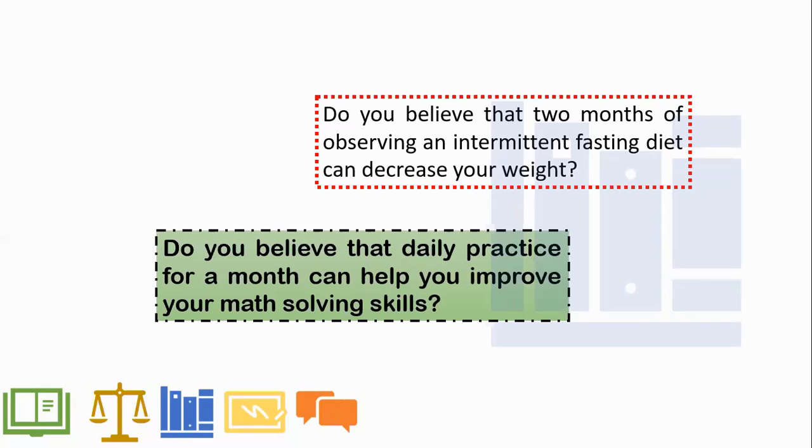Let us first examine them. In the first question, we are concerned with the variable weight. And in the second question, we are concerned with the variable math solving skills, which might be measured by students' scores in an examination. These two variables are continuous. They are measurable and can take decimal values.